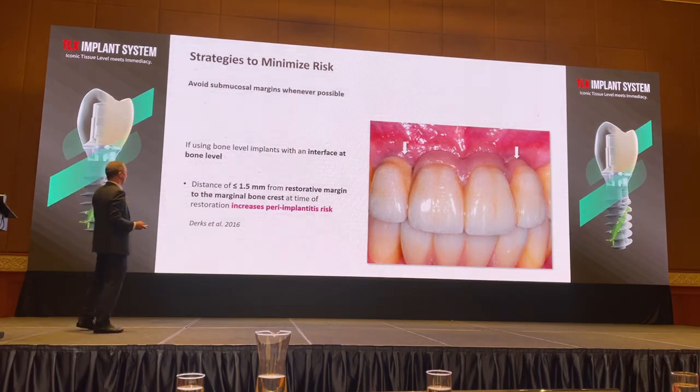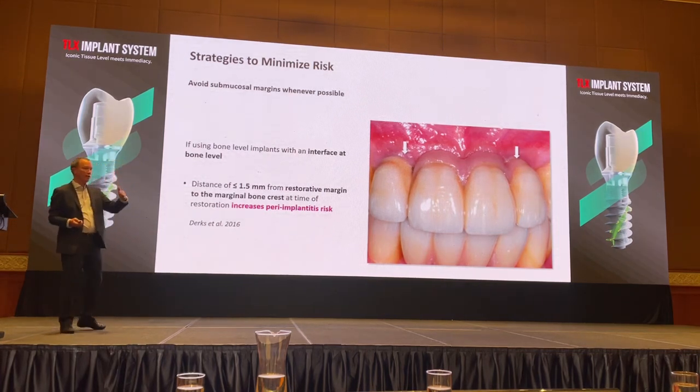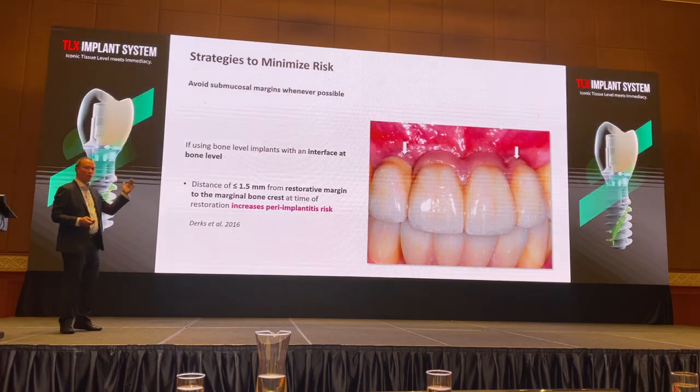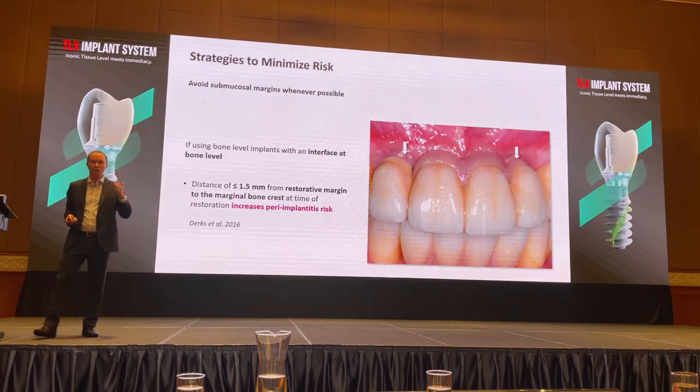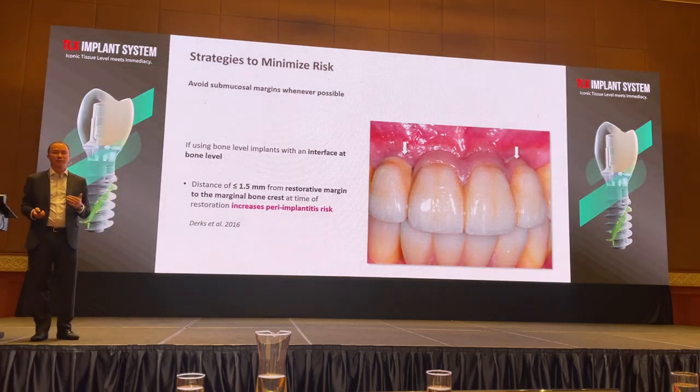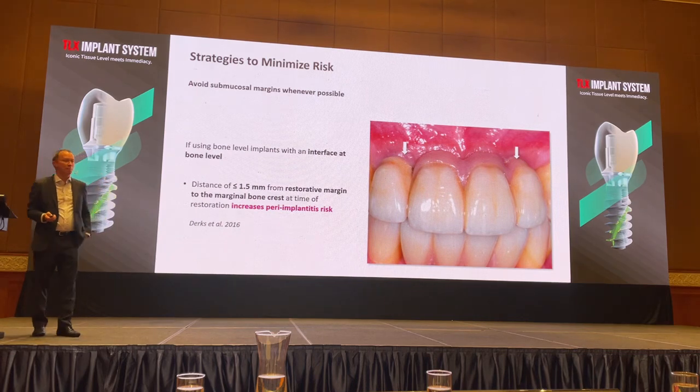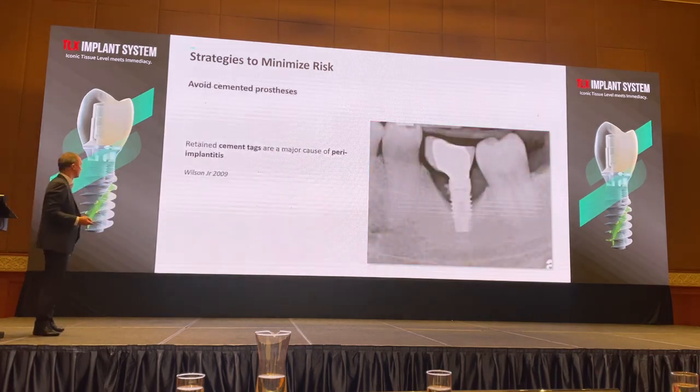At least 1.5 millimeters between the restorative margin and the bone. We know anything less than that increases the risk of periimplantitis. Okay, so here we have to think about interfaces now, where this interface might be in our periodontal patients. In fact, we should be looking at it for all our patients.